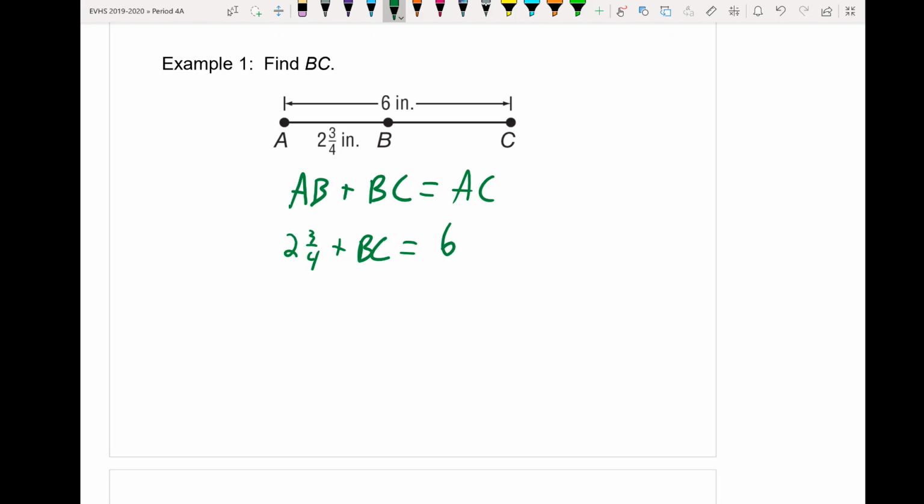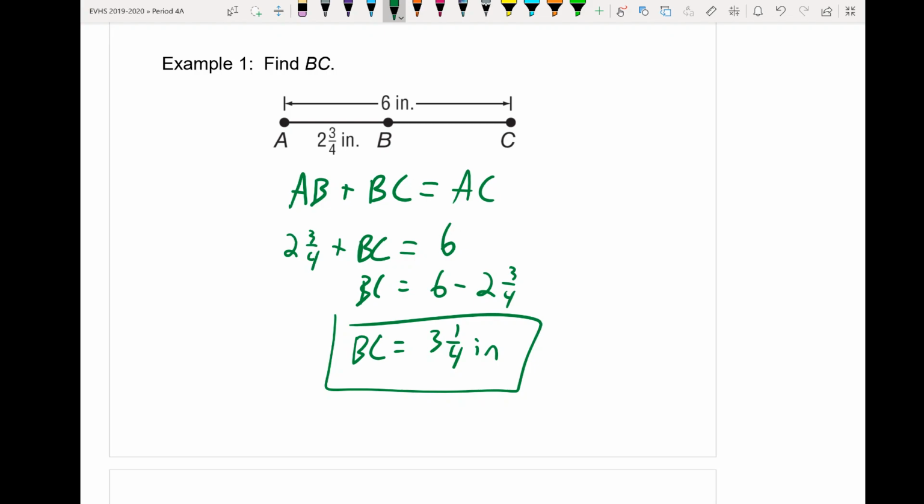Okay, now we're just going to solve that. Subtract on both sides. 6 minus 2 3/4. So BC is, yes, 3 1/4. And let's make sure we throw our inches on there. As far as units go, as long as every single unit in the problem is the same, so we got 6 inches and 2 3/4 inches, as you're writing this stuff, I don't require you to carry the inches on every single one.